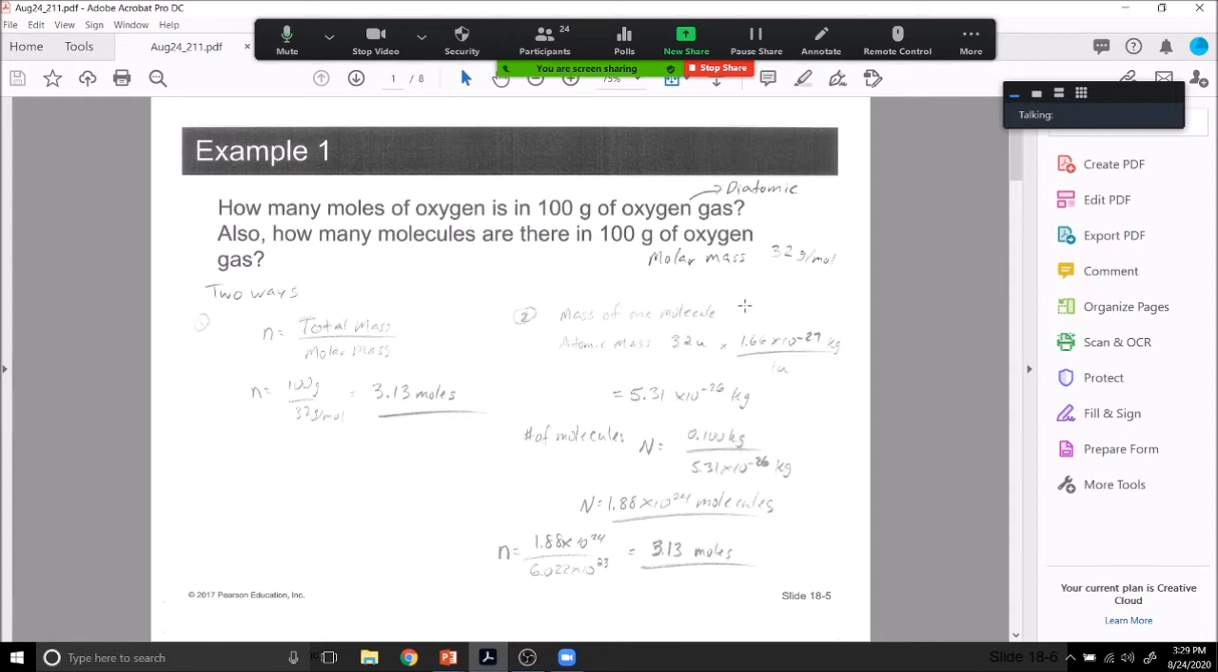Okay. I went with 3 sig figs for some reason. Probably want to go with 2 here, but whatever. All right, that would be fair. It would still be 3.13, actually.